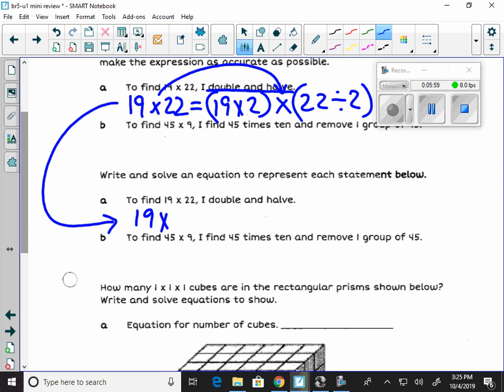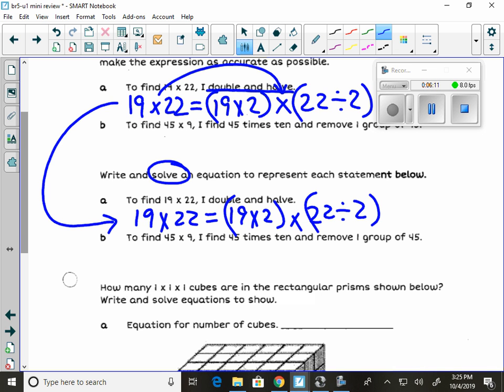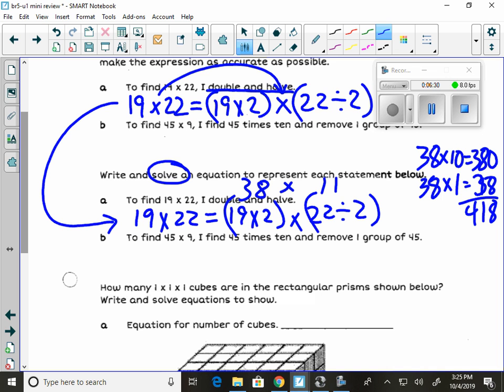So use it and solve, because they're supposed to solve on this part here. So I'm going to go ahead and do 19 times 22 as 19 doubled and 22 divided in half. So that's 38 times 11. I actually did 38 times 10 in my mind. I'm thinking 380 and 38 times one more. Oops, that's 38. And when we add those together, it adds up to be 418. The answer to that is 418.